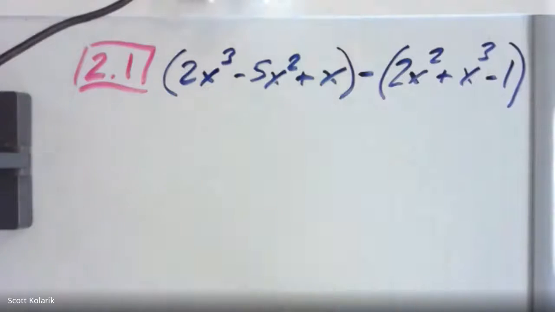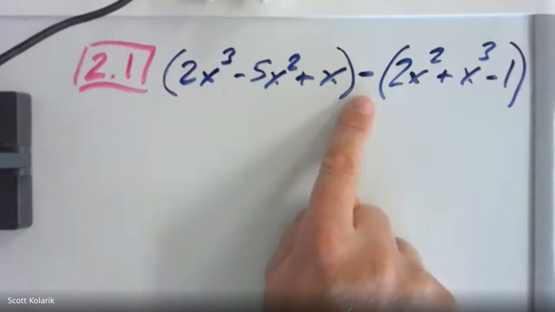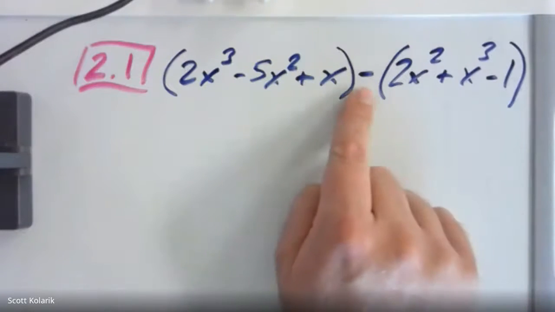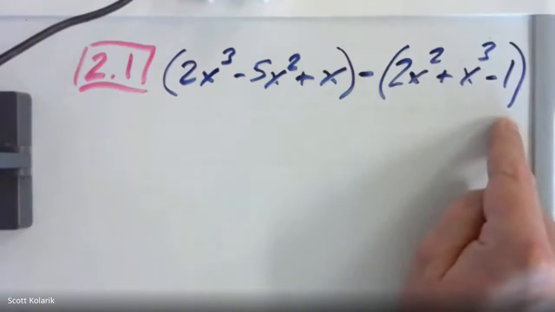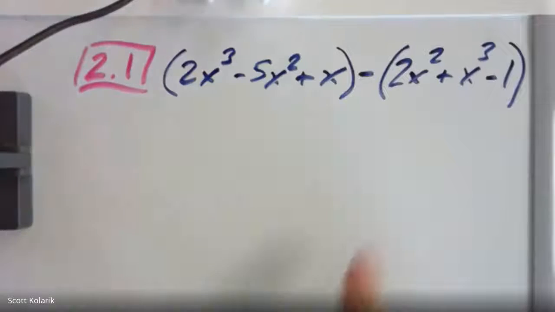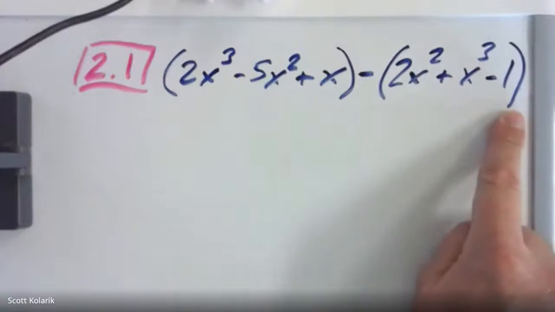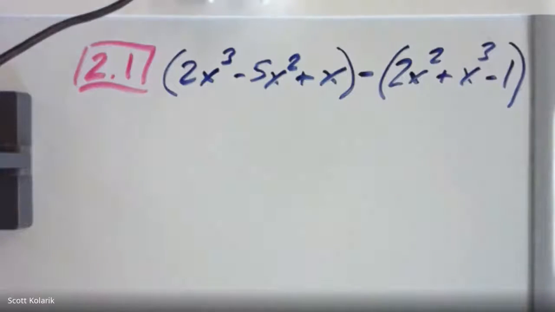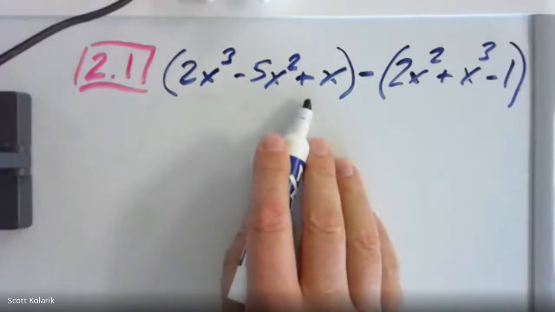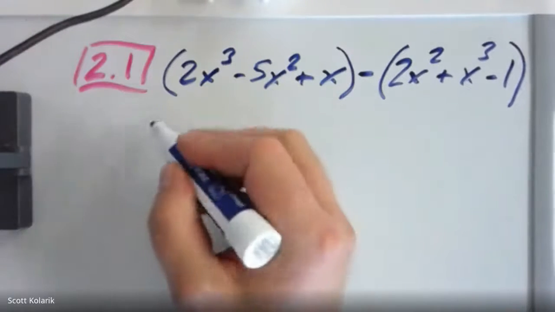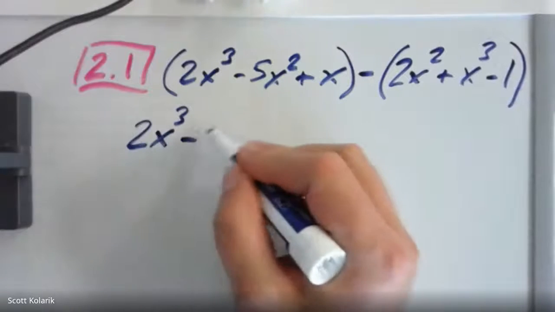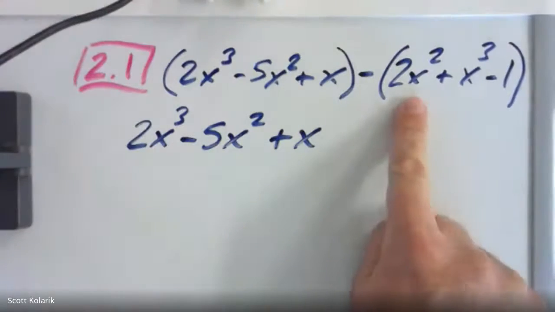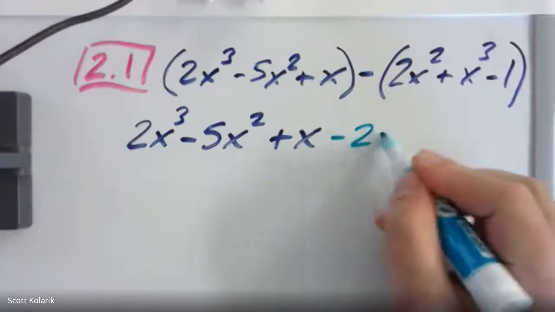Since we're dealing with subtraction, here's my general suggestion. If I'm subtracting a parentheses, another way to think about that is that I'm multiplying a -1 times the whole thing. So rewrite the subtracted polynomial with all of its signs flipped. Since this polynomial came first and order matters in subtraction, nothing will happen to it. It'll stay 2x cubed minus 5x squared plus x. But subtracting positive 2x squared is the same as minus 2x squared.